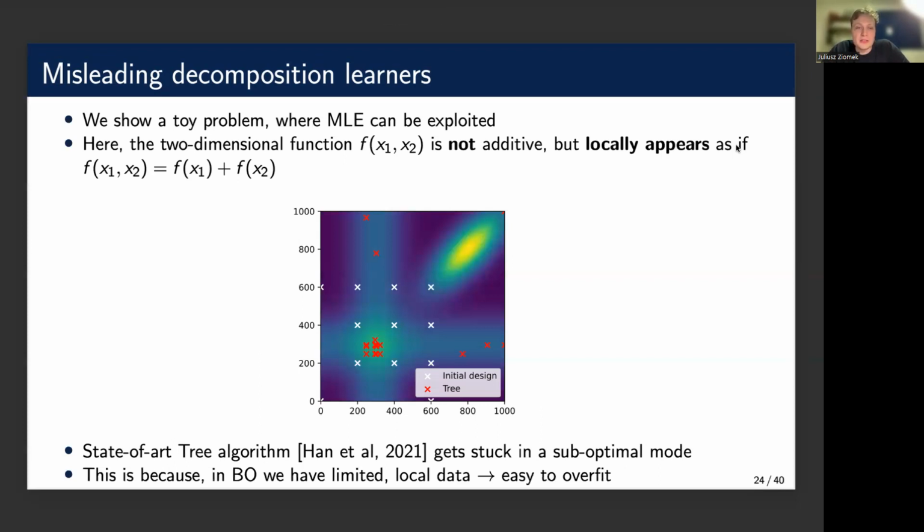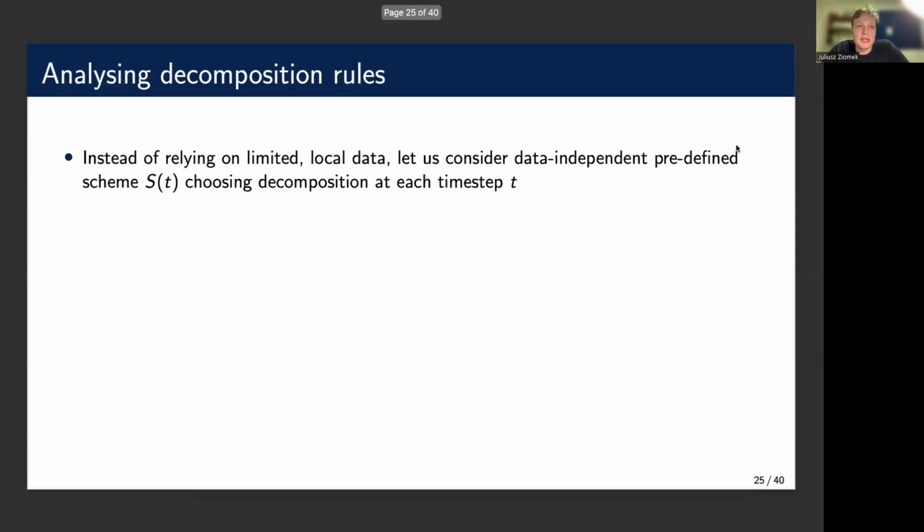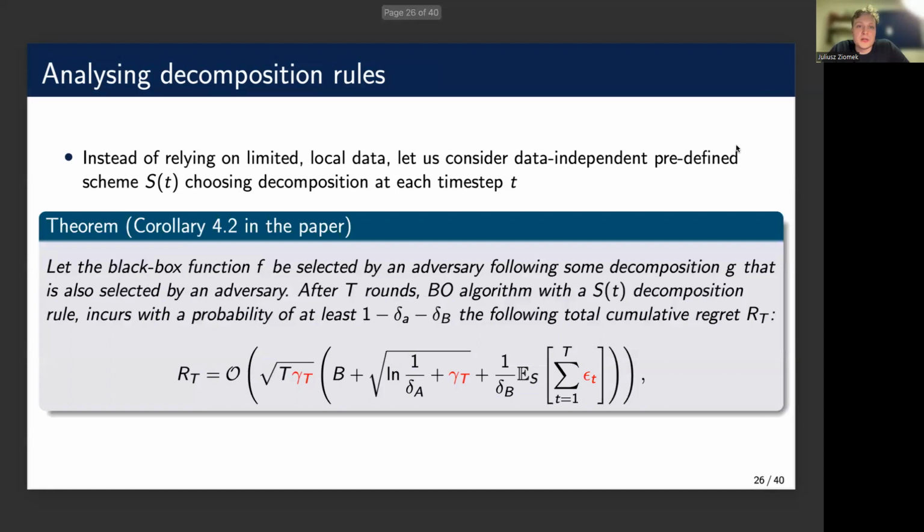So in general, in Bayesian optimization, we have very limited local data. And as such, it's not surprising that such a maximum likelihood estimator can easily overfit. Thus, instead of relying on this limited local data, we considered using some data-independent predefined scheme for choosing the decomposition at each time step t. Such a scheme is some function, possibly randomized, that at each time step suggests some decomposition, and we fix this function before the experiment even starts.